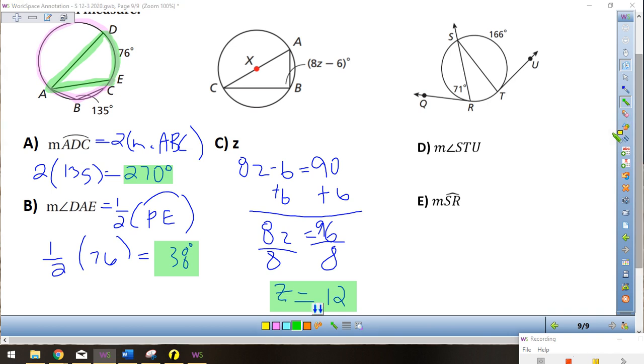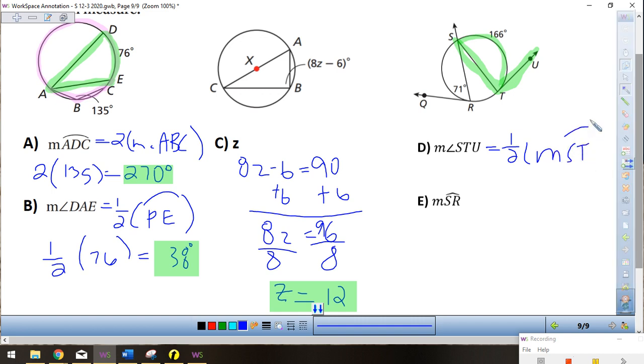And finally, they want us to find the measure of angle STU. So I want to find the measure of angle STU. So again, because this angle endpoint lies on the circle, that means it is half the measure of that arc. So this is equal to 1/2 the measure of arc ST. So all we're going to do is 1/2 of 166, and 1/2 of 166 is going to give you 83 degrees.